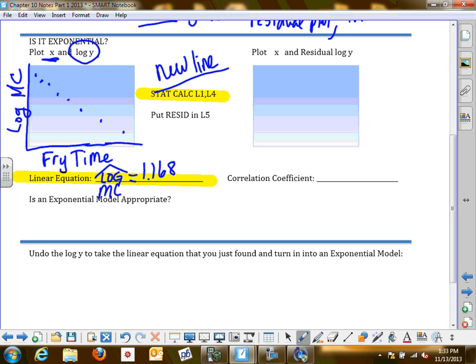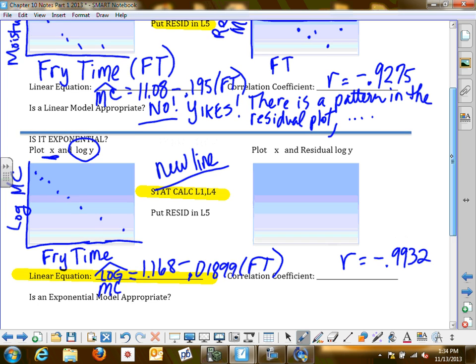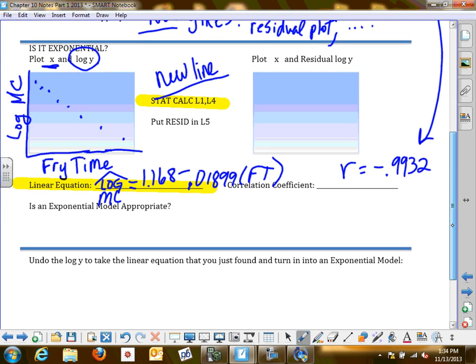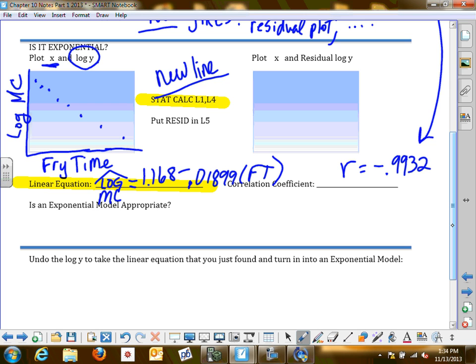1.168 minus 0.01899 times fry time. The R value is negative 0.9932. All right, so look at that. Stronger R value already, right? Next, we want to do the residual plot to confirm that it's a good fit.